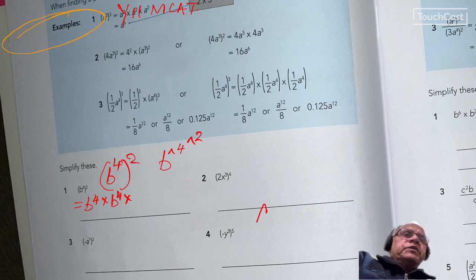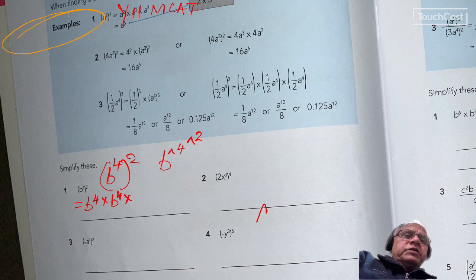This video is for my Year 11 students who will be sitting the MCAT on the 17th. To simplify a power to the power problem, we have to use most of the rules of indices.